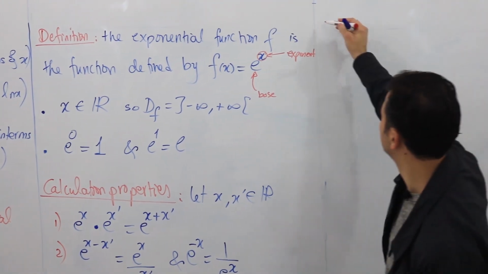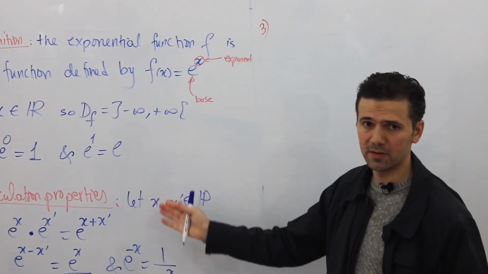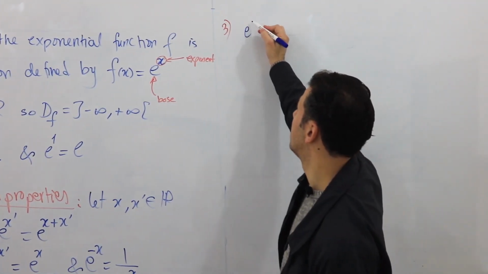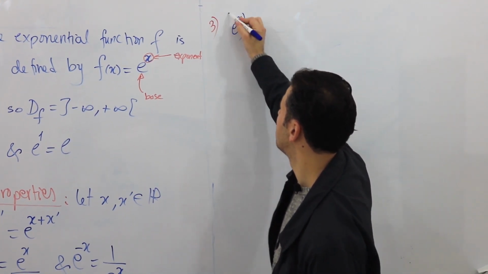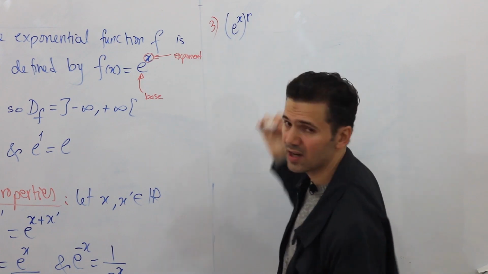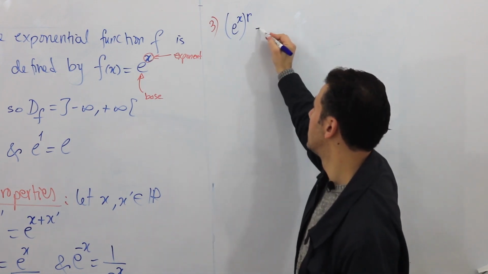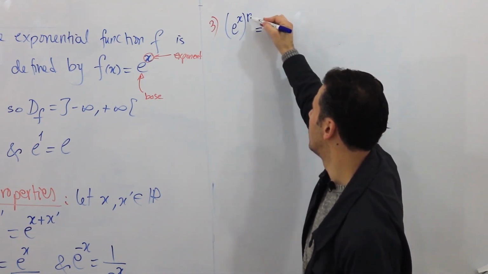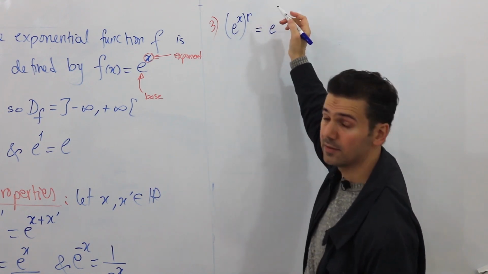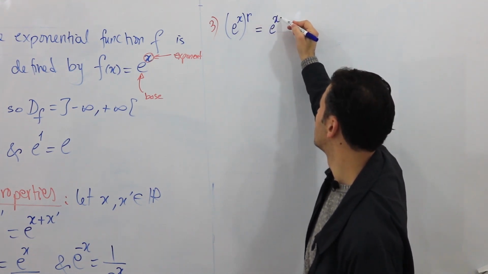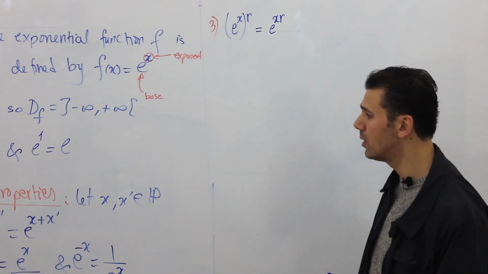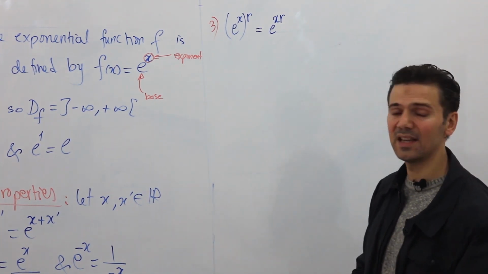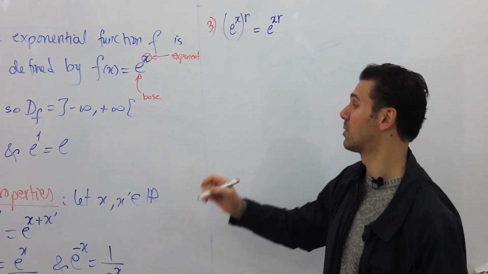The third property, which are quite simple, these properties: e power x, to the power r, where r is a real number, then it will be what? We multiply here, we don't add, so it will be e power rx or xr as you like. Okay, these are the calculation ones. Let's take some examples on these properties.